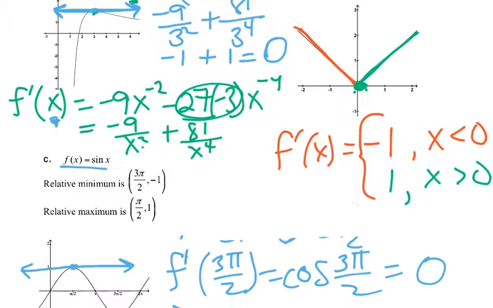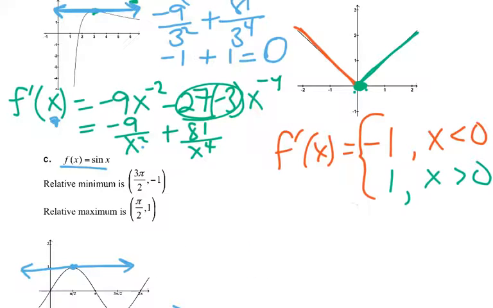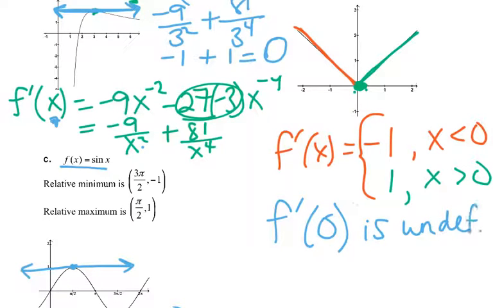Well, the derivative there is undefined because the derivative is different from the left and from the right. So f prime of 0 is undefined. But we know that there's, sorry, not a horizontal line. We know that there is a relative minimum here. So it's possible to have a relative minimum where the derivative is not 0, but instead is undefined.